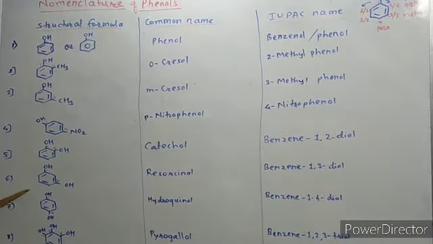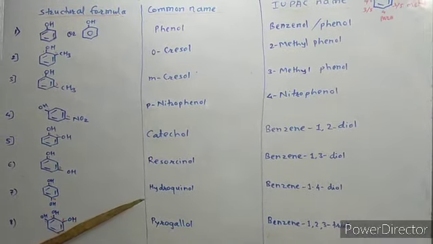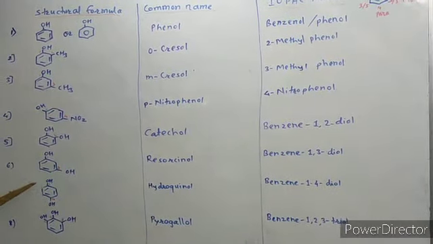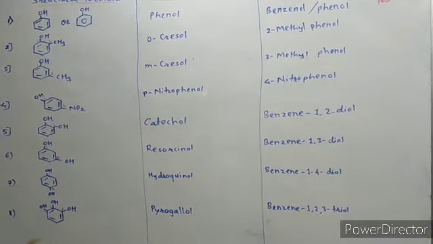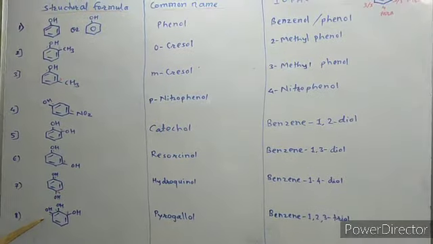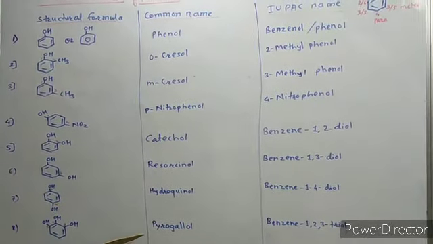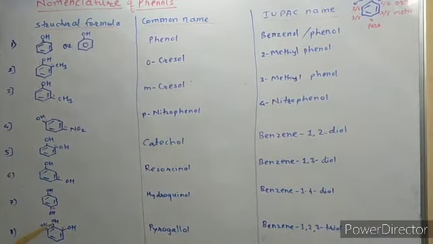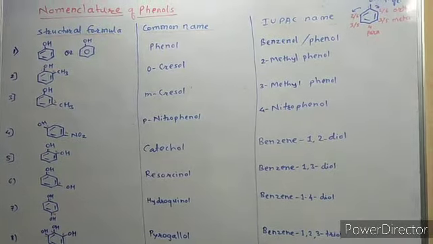Same, the position of the OH groups is changed to 1 and 4. That common name becomes hydroquinol, and IUPAC name becomes benzene 1,4-diol. Now that is a trihydric phenol, 3 OH groups attached to the benzene ring. Now see the positions 1, 2 and 3. So the common name of that compound is pyrogallol, and the IUPAC name becomes benzene 1,2,3-triol. So 3 OH groups attached to the benzene ring.